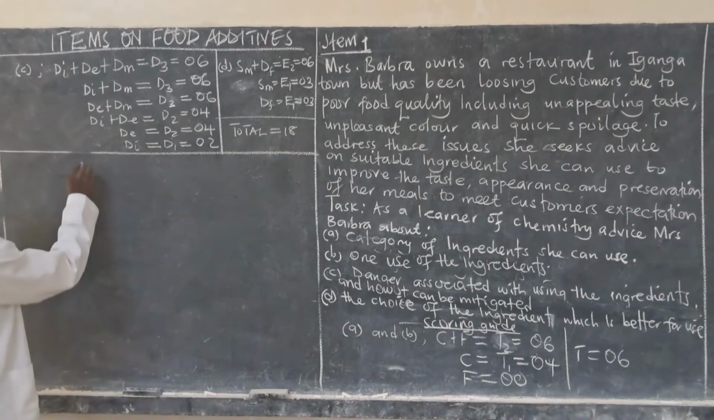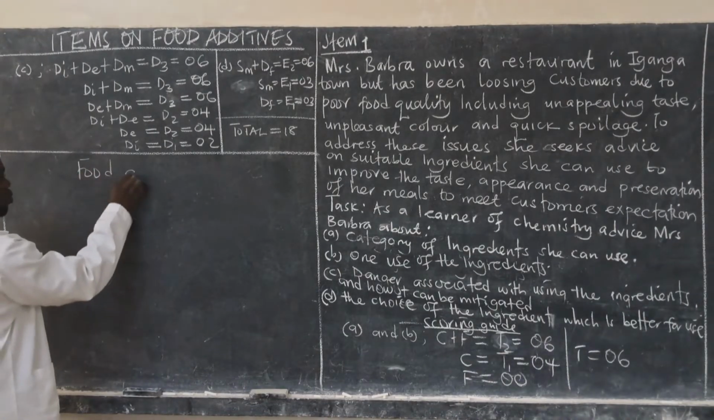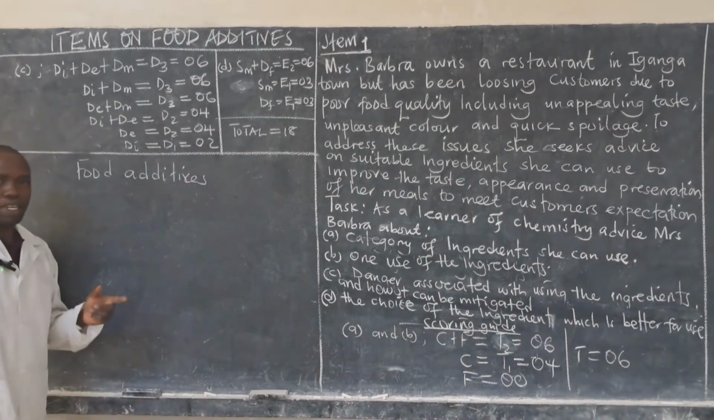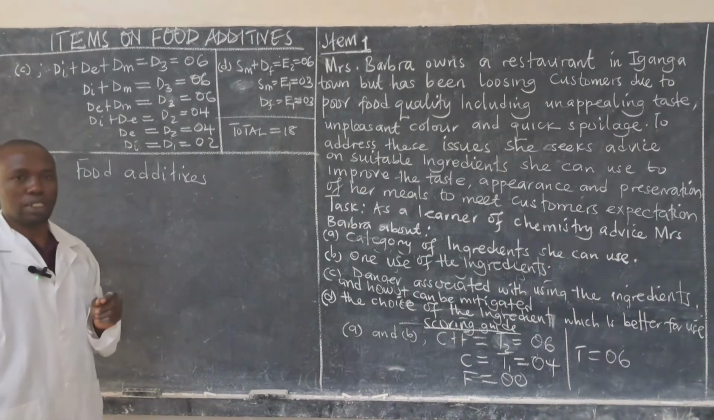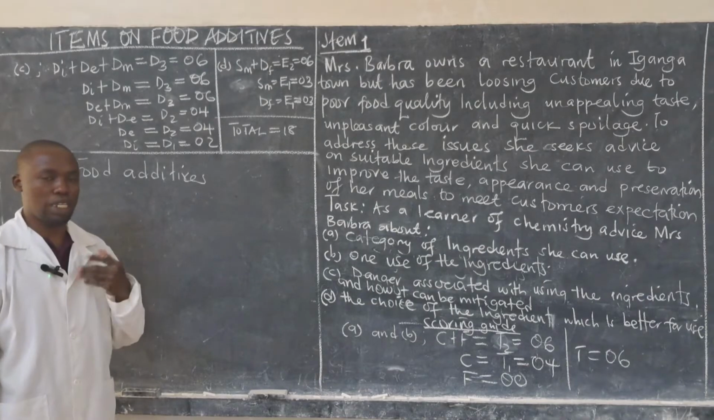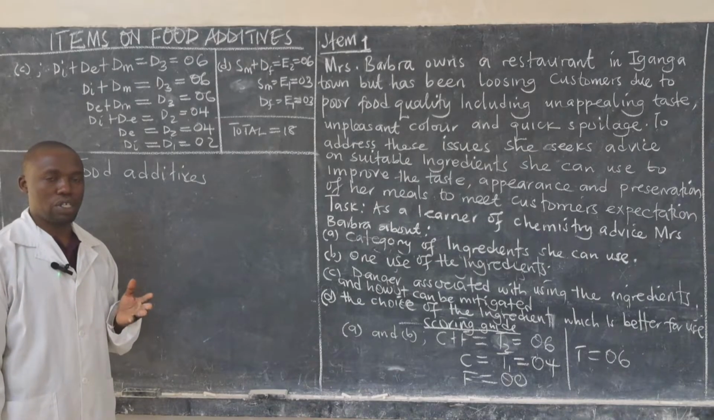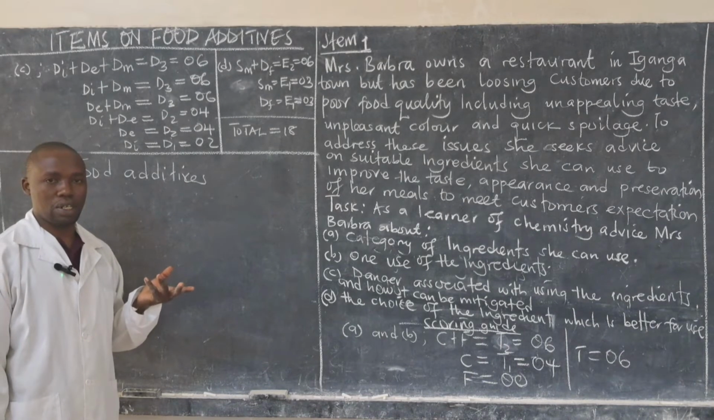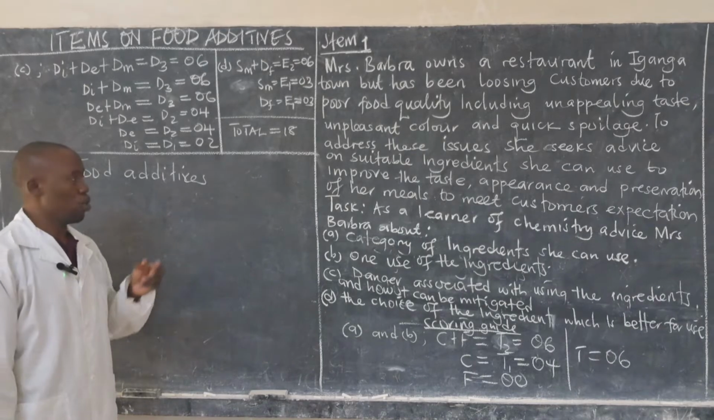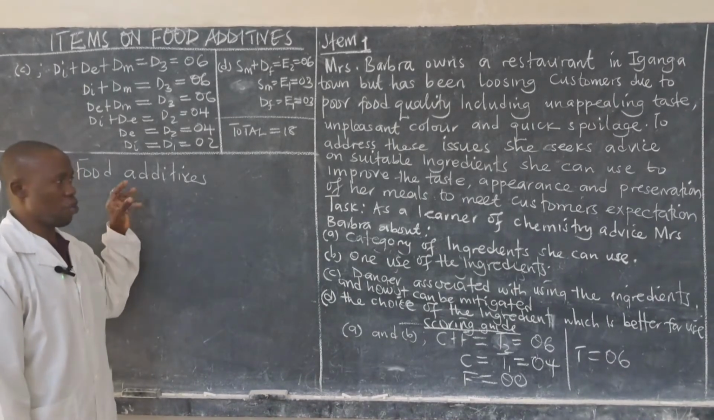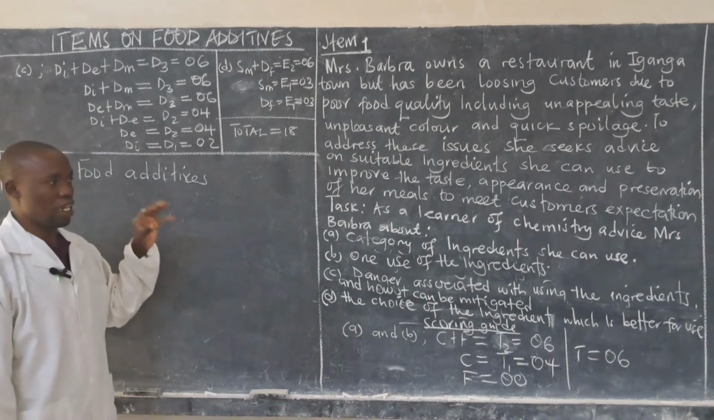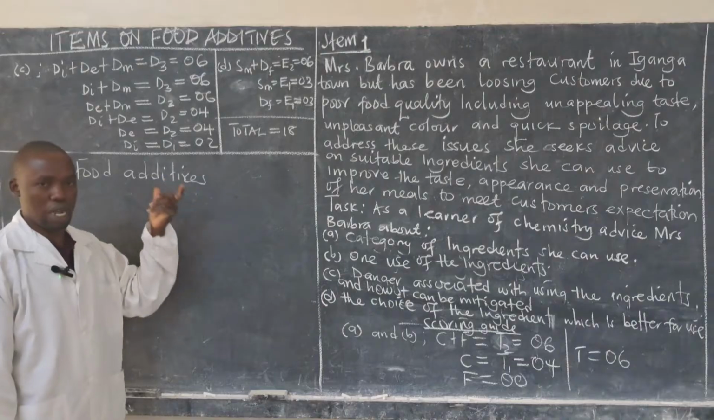Now, what are food additives? Food additives are chemical substances added to food to produce a desired effect. So the desired effects can be the color, the shelf life, the taste, or the sweetness. Now, these food additives are the ingredients that are added to food. So the substances added to food are normally called food additives.